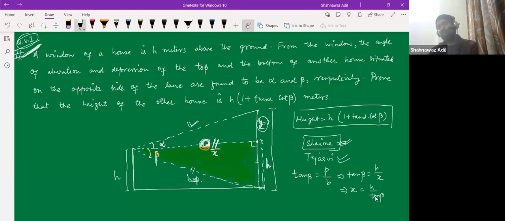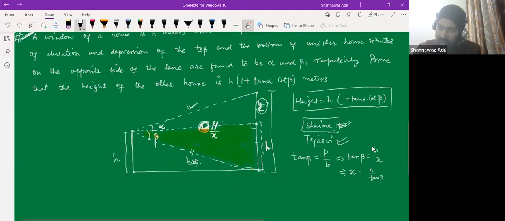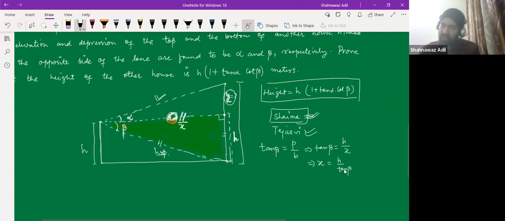Now, can you tell me what is 1 by tan beta? What is the reciprocal of tan theta? Cot theta, right? Cot theta is the reciprocal. Remember, sine theta is p by h, perpendicular and hypotenuse, right? We are talking about perpendicular and base. Yes, Aisha is correct, and that is cot theta. So 1 by tan beta would be cot beta. So we have nearly got it: we have got h, and we have cot beta.